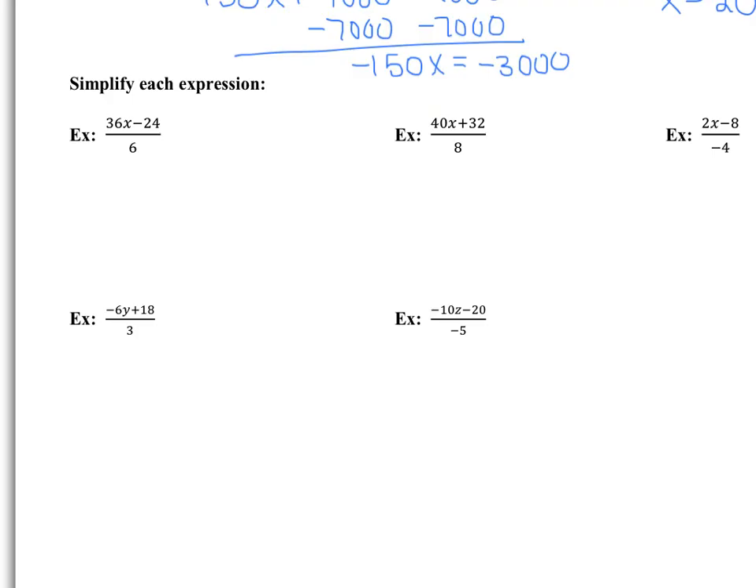So to simplify these expressions, there's going to be a longer way. I'll do that over here. And then over here I'll show you the shortcut. So first I have 36x minus 24, and I'm dividing that by 6.